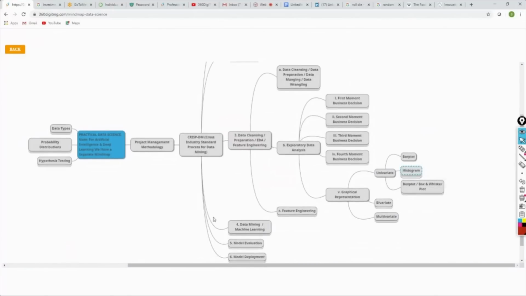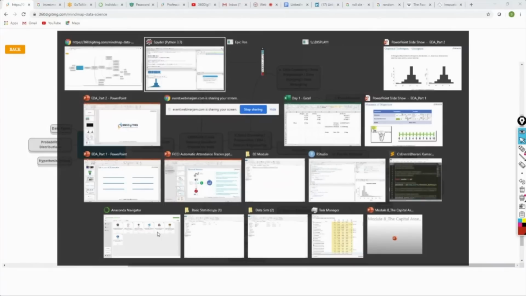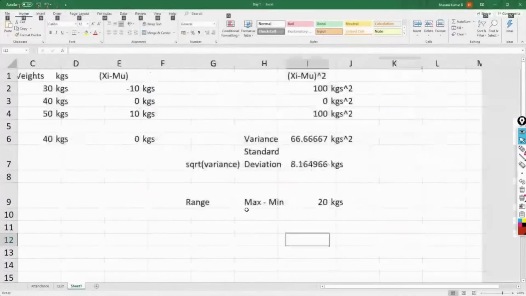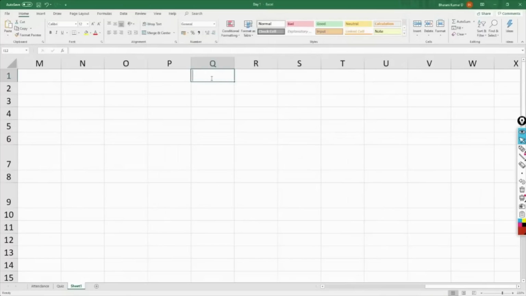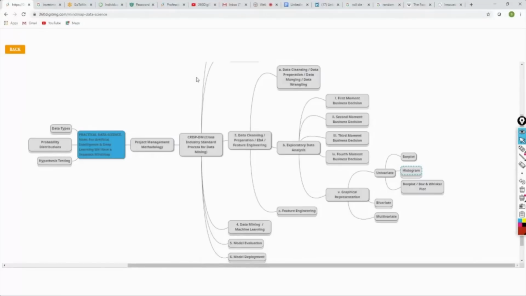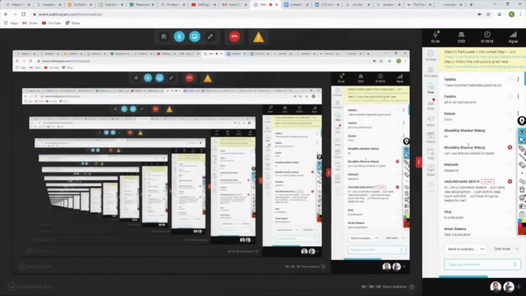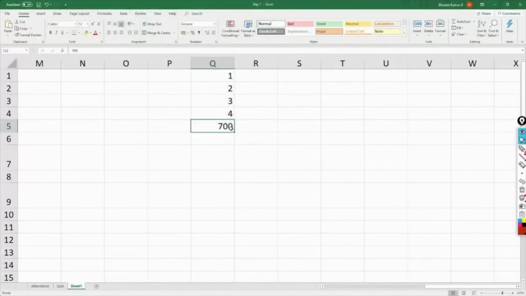Next, we have discussed this part. And we discussed that if you have numbers in this way, 1, 2, 3, 4, and 700, what is the 700 called as? Anyone? What is this extreme number 700 called as? Come on, friends. Can you please go to the chat window and respond? Quickly, what is the 700 called as?